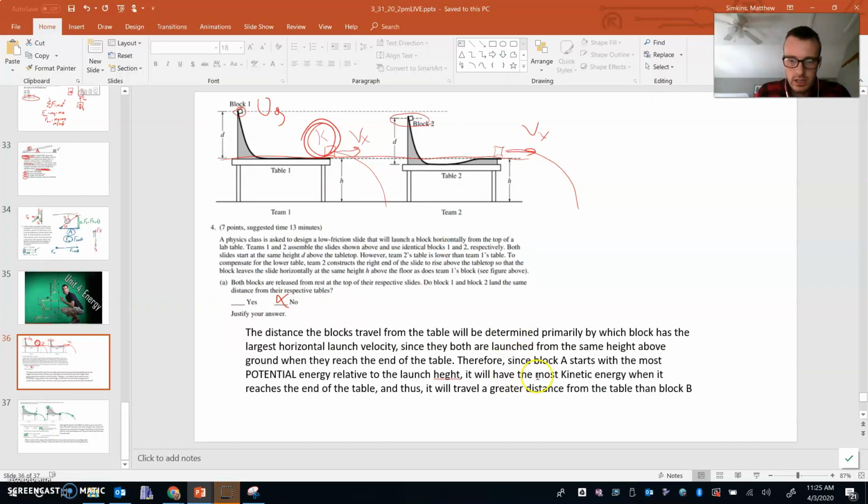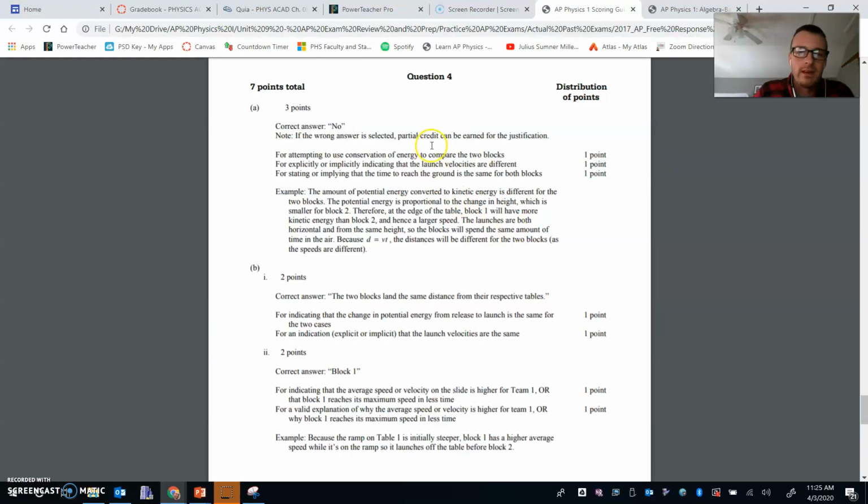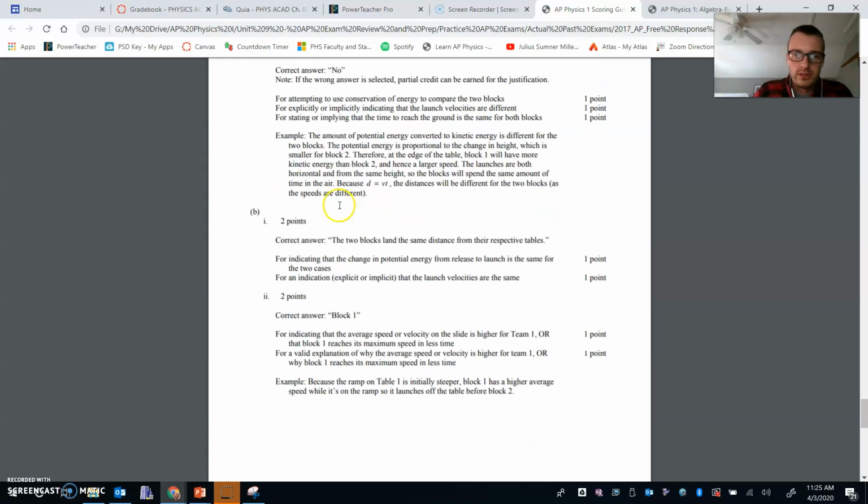Point number 3, for stating or implying that the time to reach the ground is the same for both blocks. All right, so let's see. Now, it did say state or imply, and I implied it right here. So this is what they mean by imply. Since they're both launched from the same height above the ground, when they reach the distance they travel, I think you'd probably get that one. We could be a little more explicit with it, but time is a factor. So you can see a sample response right there.